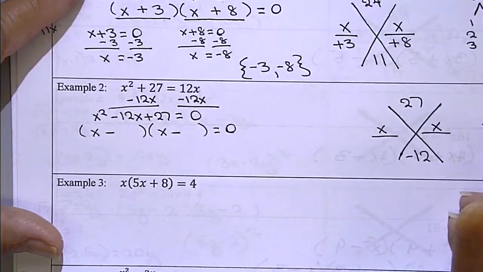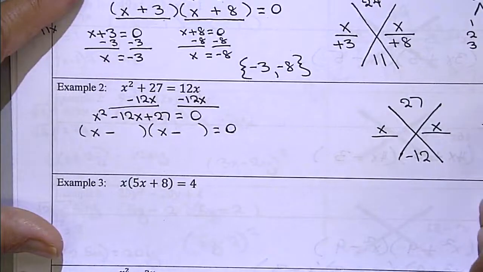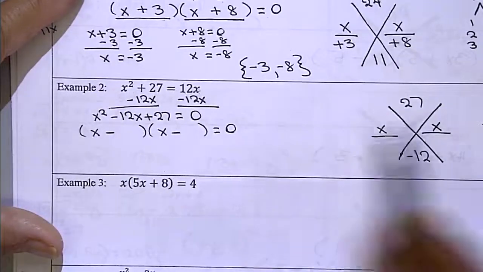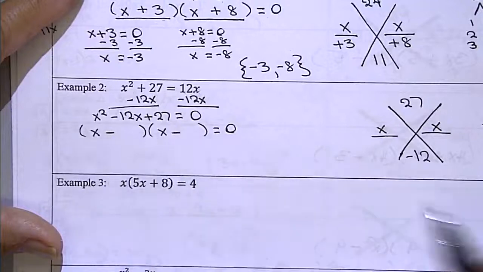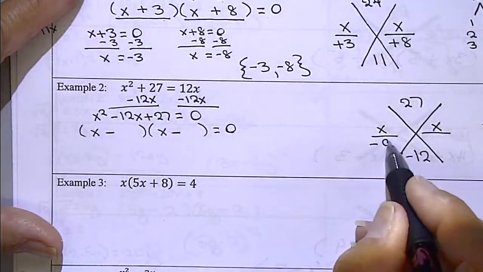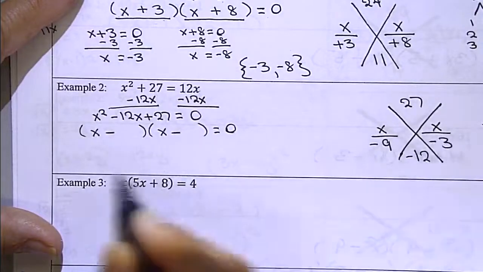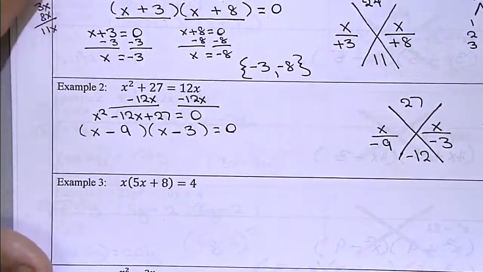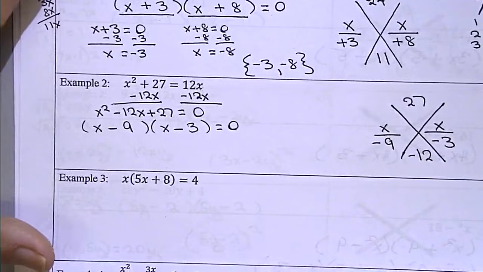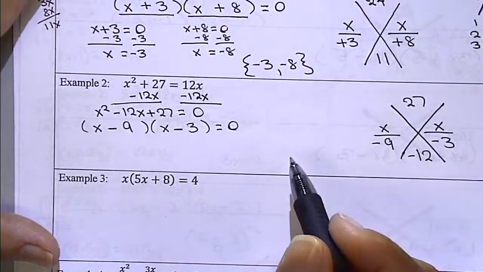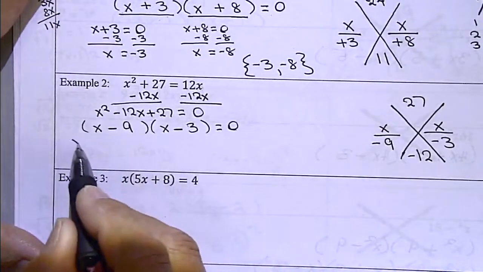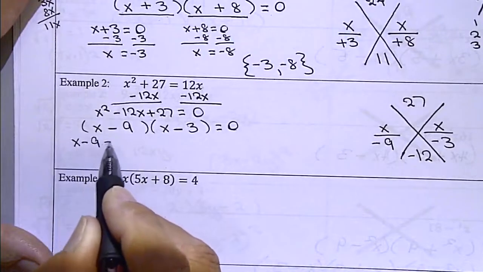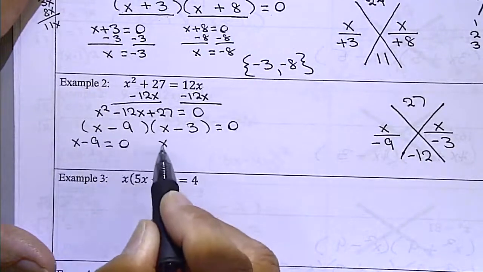Negative 9, negative 3, right? But why are they both negative, guys? Well, negative times negative to get the positive, right? Plus, both of these are negative, so I know that. Negative 9, negative 3, those are my factors. And I've factored my equation. Now what I need is to set each of those factors equal to 0.